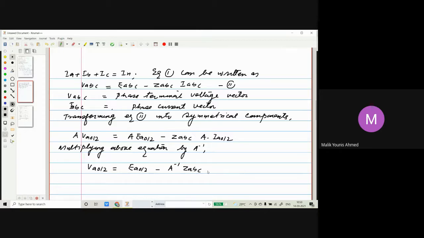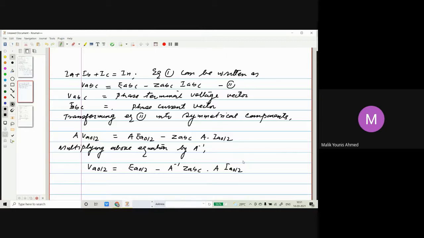ZABC multiplied by A. Okay, this is A inverse here, and if you multiply this, this will be A, this one. The rest will be the same matrix.